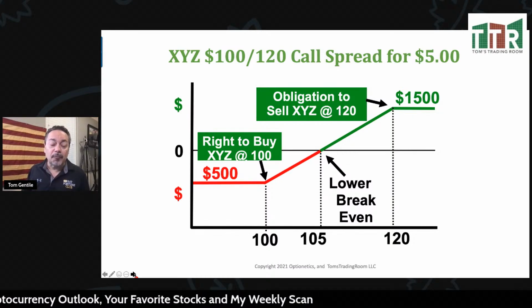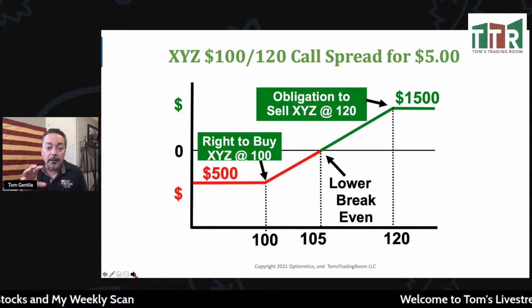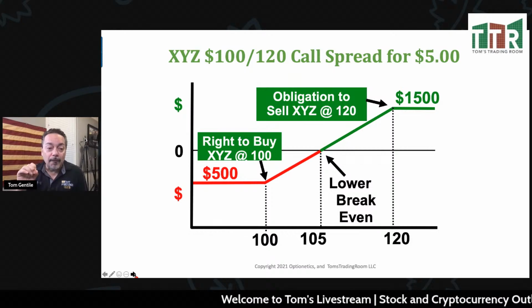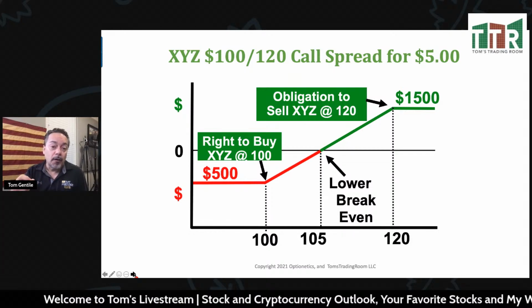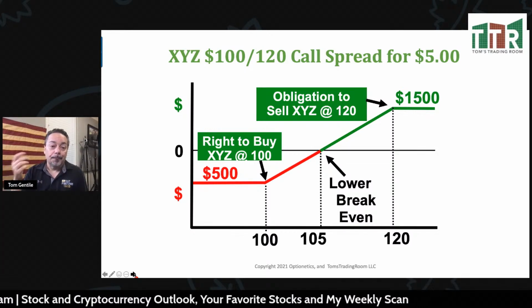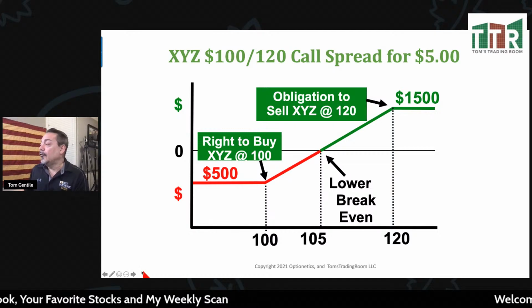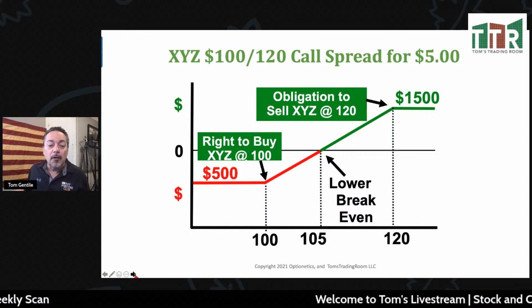My break even at expiration is always going to be the buy strike on a call, that lower strike. You want to add what you paid for the spread to the lower strike. So if it's a 100 call and I paid 5 points for it, 100 plus 5 is 105. It's really that simple. All right, so that helps us determine our maximum risk, maximum reward, and break even at expiration.